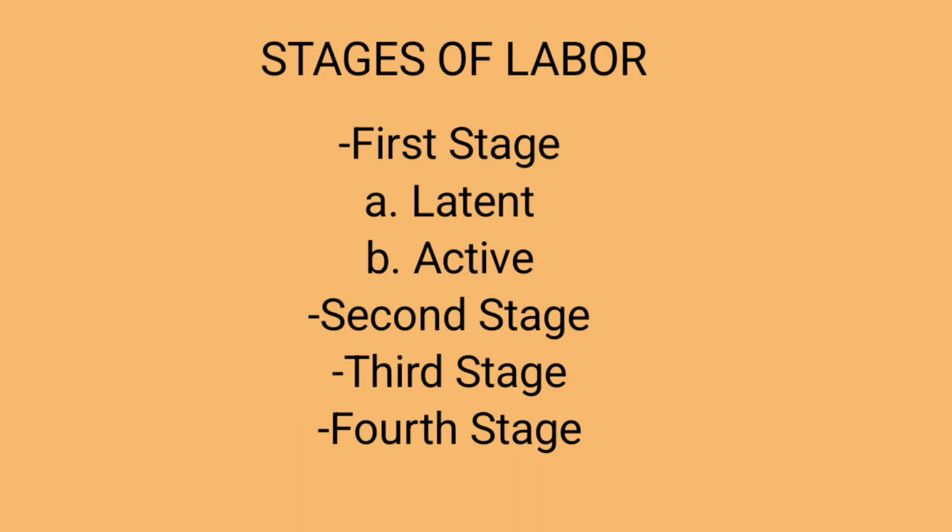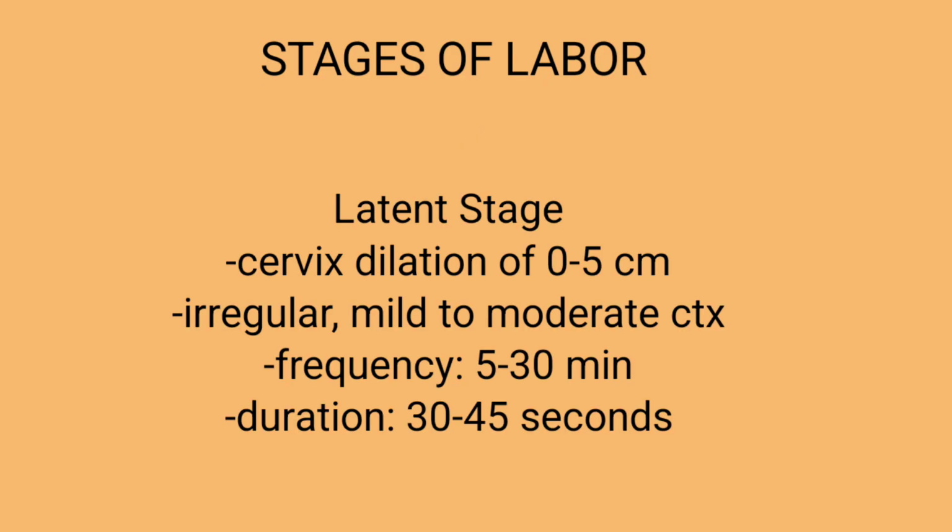We are going to start by talking about stages of labor. There are 4 stages: first stage, second stage, third stage, and fourth stage. In the first stage, there are two sub-stages: the latent phase and then the active phase. In the latent phase first, dilation is 0 to 5 centimeters.